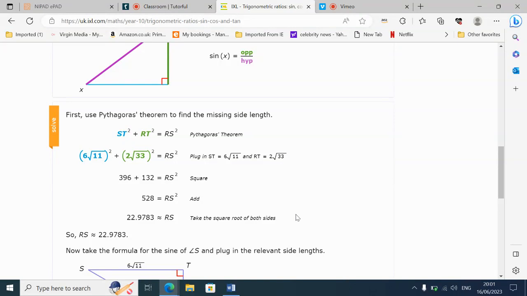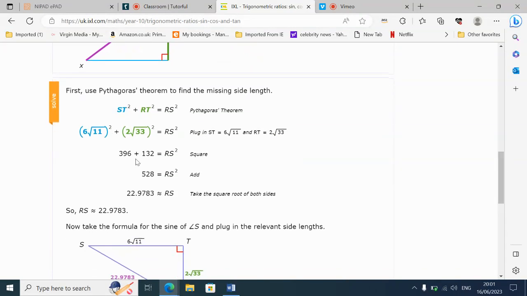6 square root 11 times 6 square root 11 is 36.4828. Right. Hold on a second. We need to figure out how they got 396.